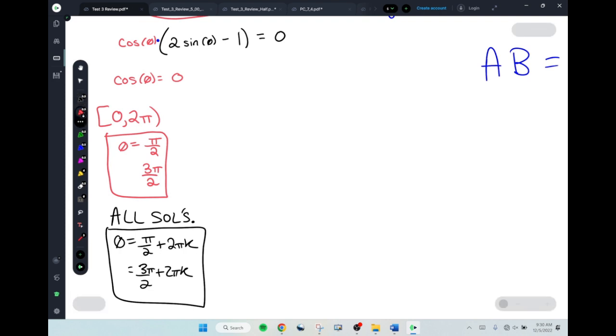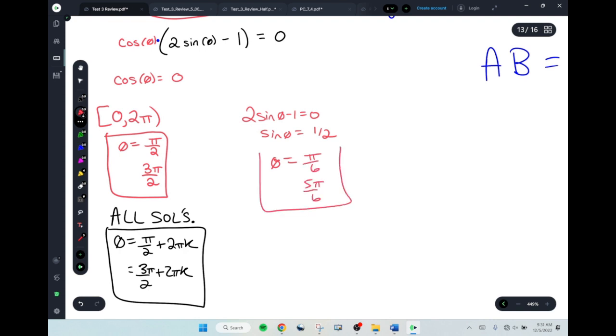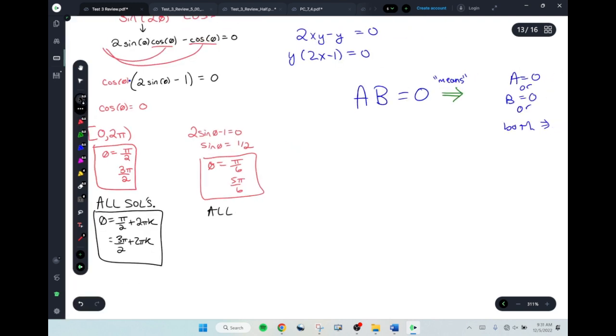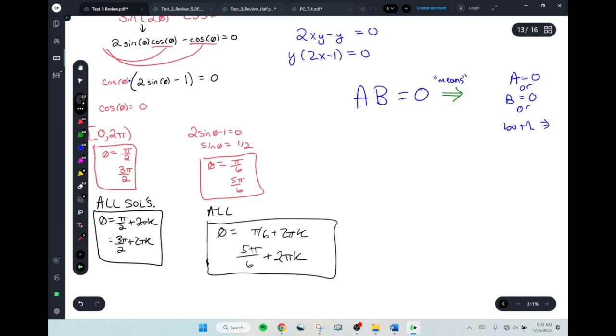So then we got to do the other one, which would be 2 sine theta minus 1 equals 0, which means sine theta equals 1/2, which means theta equals these two. The two short ones, not the middle ones. Pi over 6 and 5 pi over 6. Unit circle knowledge. I'm sorry if I went fast on that. And then for the all solutions, you literally just take those and add 2 pi k. It's worth thinking about so that we remember that we know how to do it.